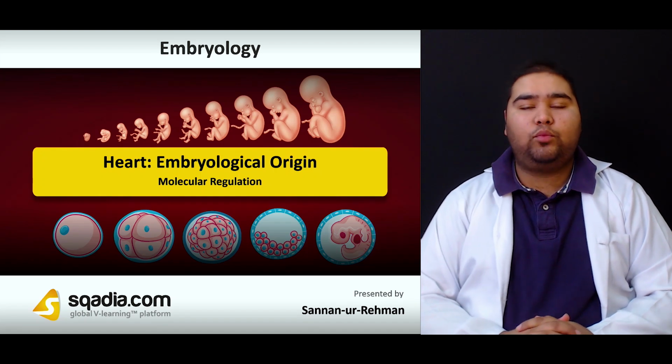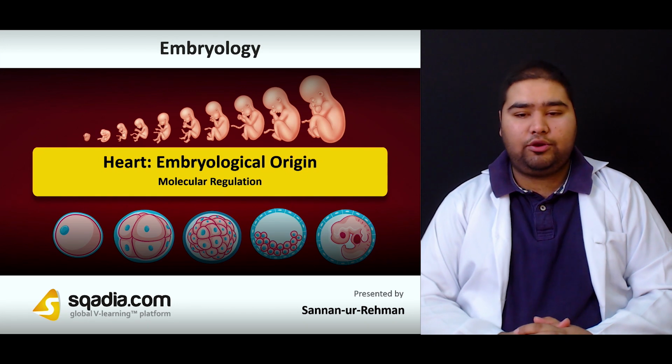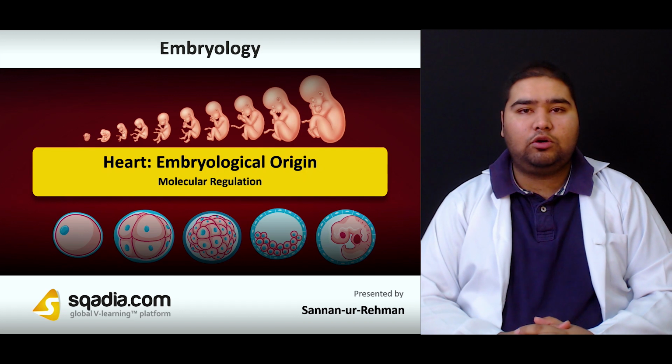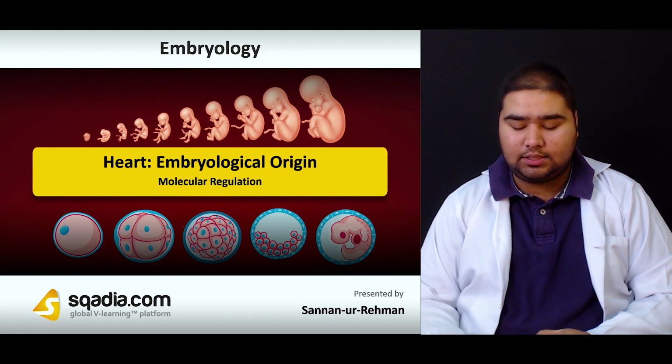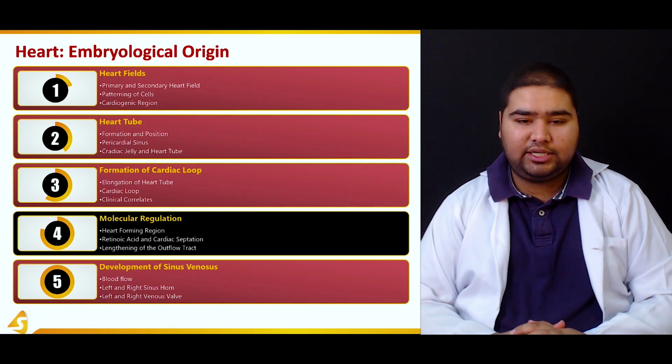Hello everyone, welcome back. This is the fourth section of the lecture Heart and Embryological Origin. In this section, we'll be talking about the molecular regulation of what actually contributes to the formation of the adult heart. This section has been further divided into three subsections.